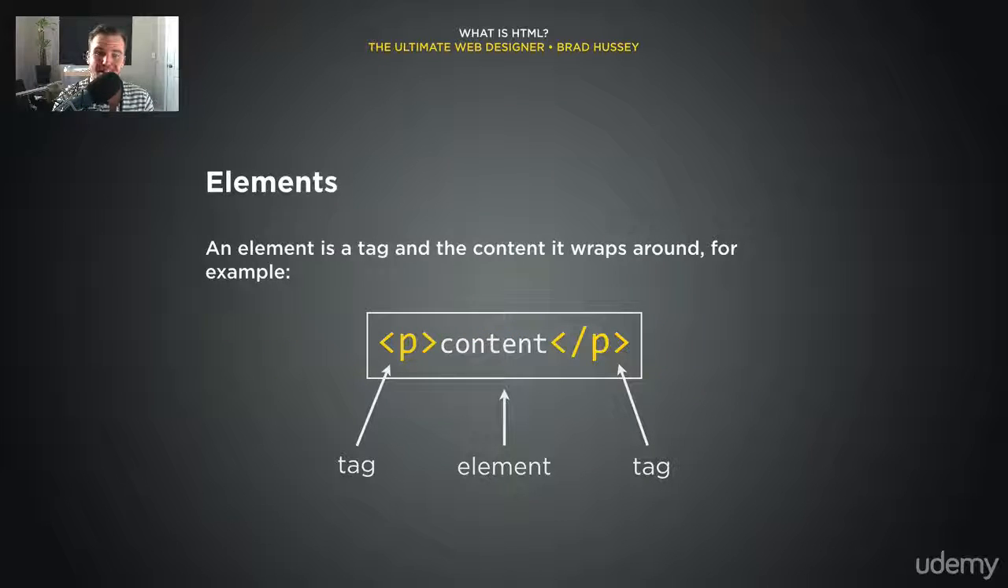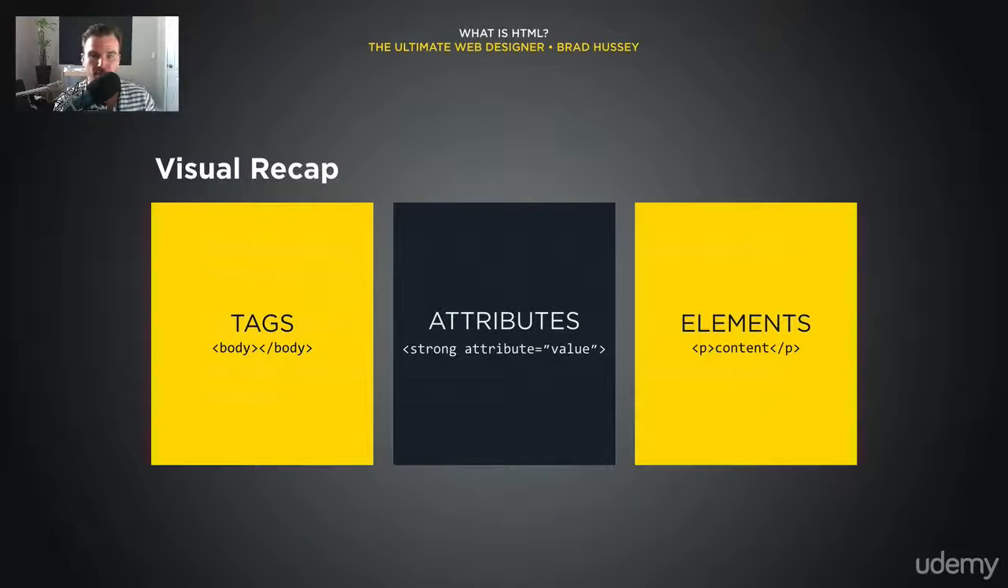Elements. An element is a tag and the content it wraps around. For example, it's everything put together, the opening tag, closing tag, and the content within it. That is called the element. Here's a visual recap. We have tags, attributes, and elements. Tags are kind of like the body tag, paragraph tag, so on and so forth. There are a lot of HTML tags, and we'll get there when we get there.